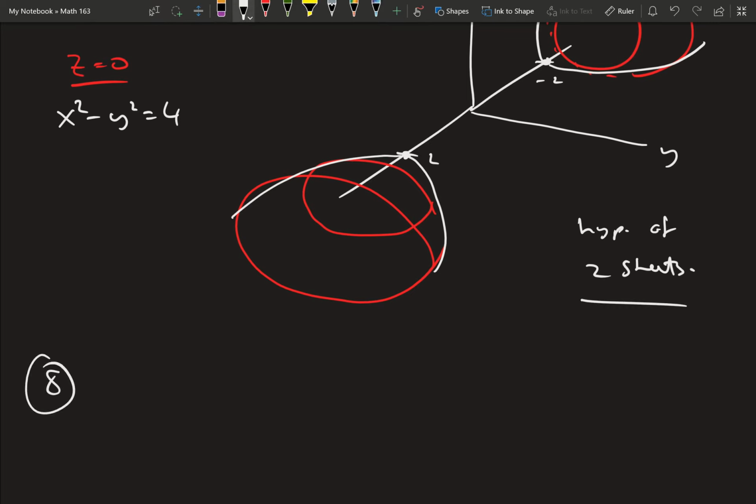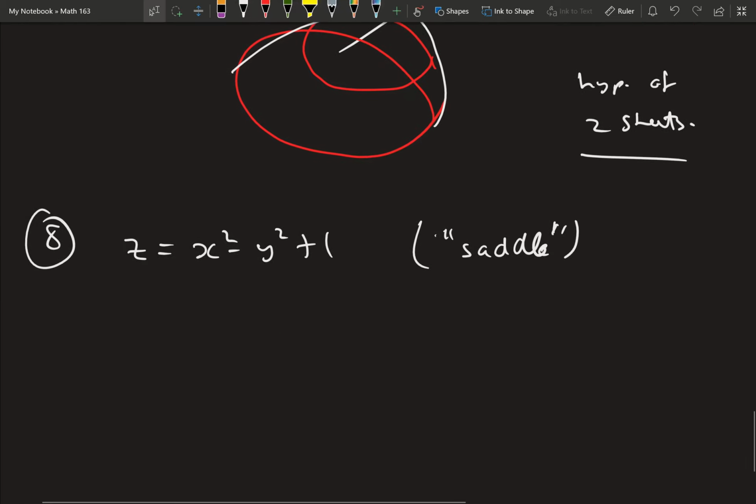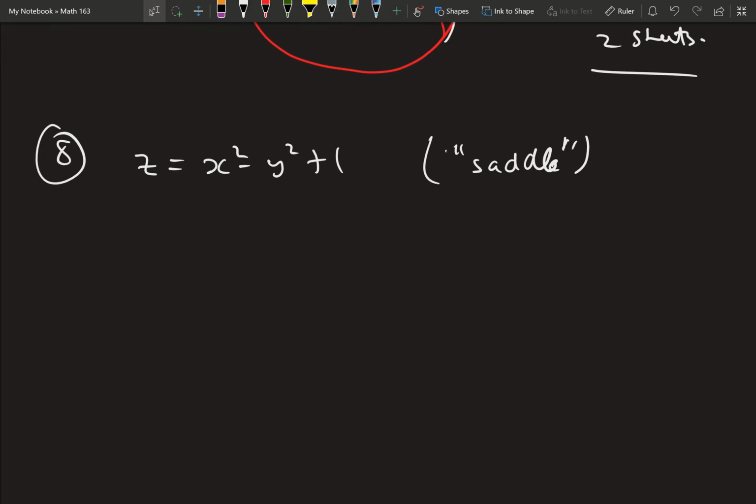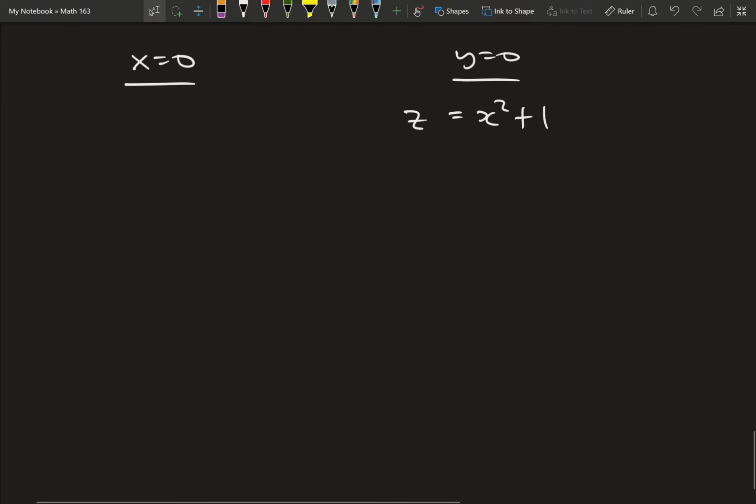All right, last example here before we conclude. This has a kind of fancy name. It's called a hyperbolic paraboloid, but I like to call it a saddle graph, just because it's a little bit easier to remember, because the terminology can get kind of confusing. How is this a saddle? Well, let's fix some values. Actually, you know what? Let's fix y equals 0 first, so that we get z equals x squared plus 1 in the zx plane.